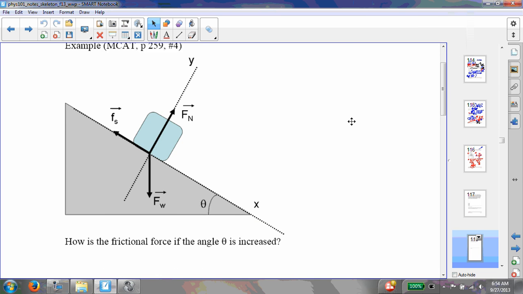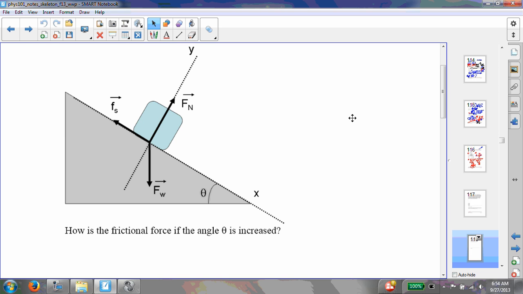All right, so let's consider this problem. This is actually an MCAT example. How is the frictional force for this inclined plane affected if the angle theta is increased? All right. First, we want to figure out what is the frictional force.